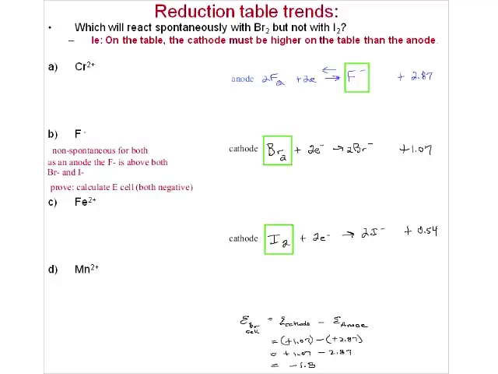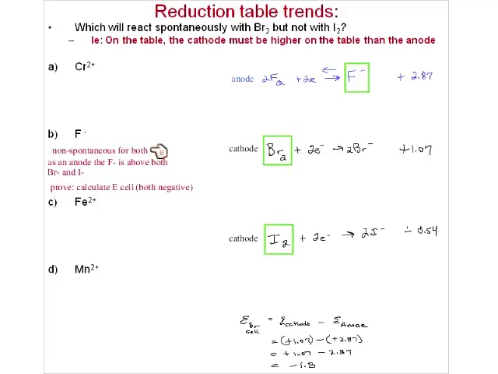And if we could calculate this, I'm simply going to show you the calculation for bromine. I'm going to do the calculation with bromine as the cathode and fluoride as the anode. It works out to be a negative 1.8. It's a negative value. You can do the exact same calculation for fluoride and iodide, and you're going to get a negative value, right? Because fluoride just does not want to react. So it's going to be non-spontaneous for both. Okay, let's look at the other examples.